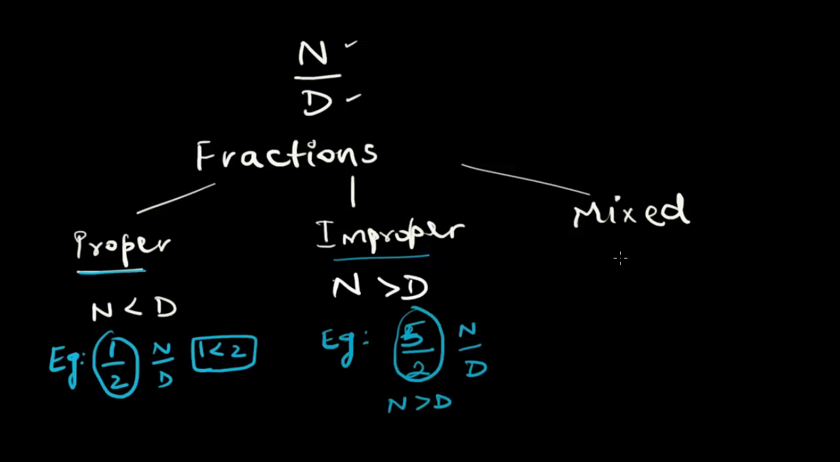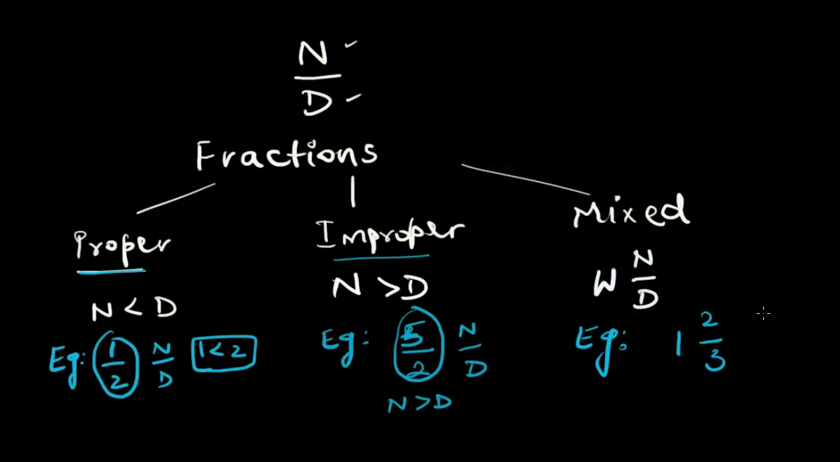Next is the mixed fraction. A mixed fraction is written with a whole number first. So we write a whole number and then we write a numerator over a denominator. Basically there will be three numbers in a mixed fraction: a whole number and a fraction with numerator over denominator. An example is 1 and 2 over 3.